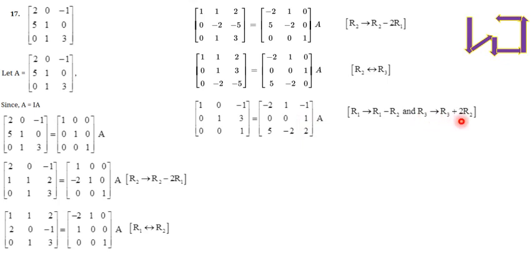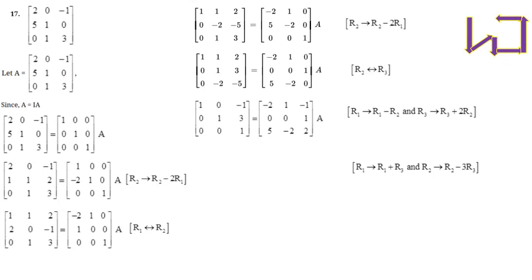And R3 will change to R3 plus 2R2. R3 is 5 plus 2 into 0, which is 5 only. Next, minus 2 plus 2 into 0 is minus 2. Next, 0 plus 2 into 1 is 2.